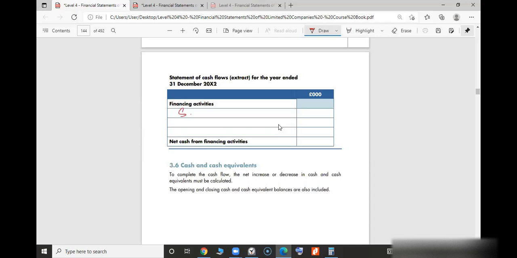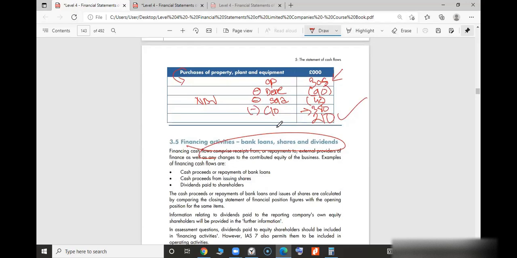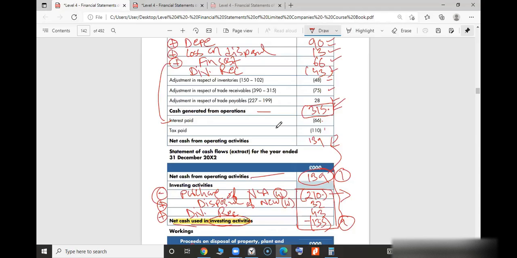Financing activities could be share capital, could be loan. You have taken a loan, haven't you? What else could it be? Dividend paid. Maybe I have seen a dividend paid. So only these 3 items, it looks like, but let's quickly go into the question.